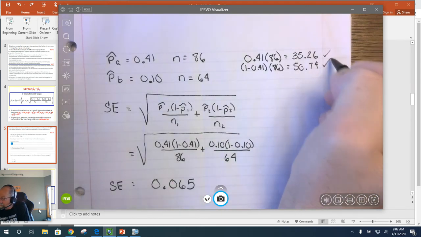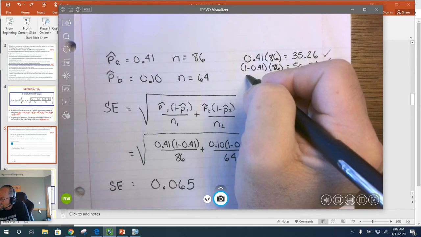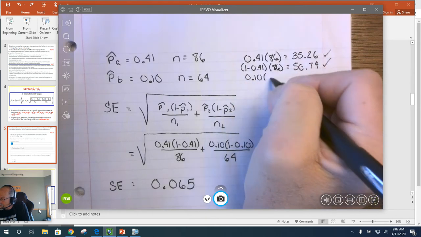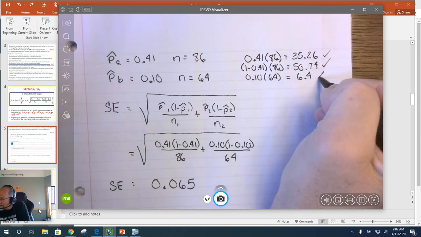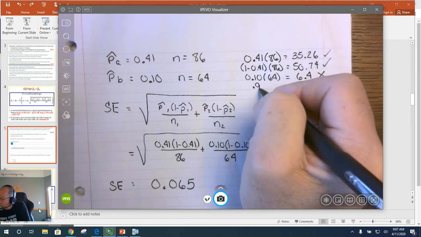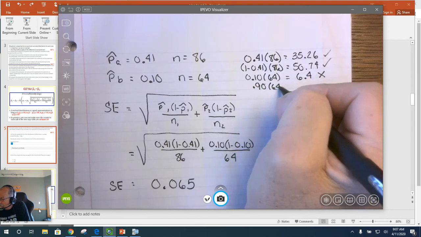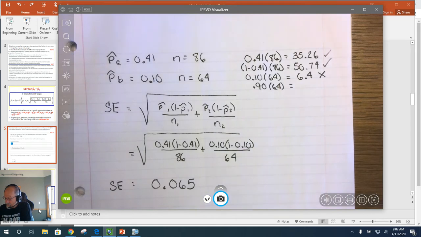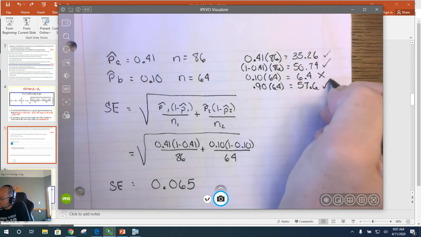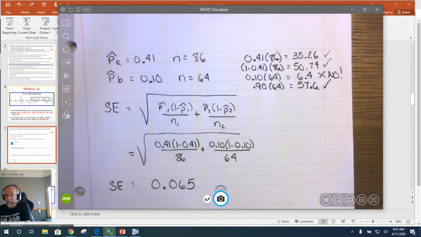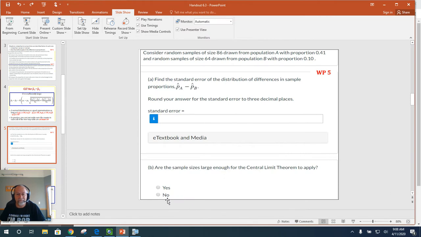So far I've got this one and I've got this one. I'm now going to check the 10% value because I can see right away that 10% of 64 is only going to equal 6.4, which is not going to work. But if I took the counterpart of that, 0.9 times 64, I'd actually get 57.6, which is okay. But remember, one thing that doesn't make it tells me no. So when I go back to the formula, I'm going to have to say no right here. We'll go to the next one.